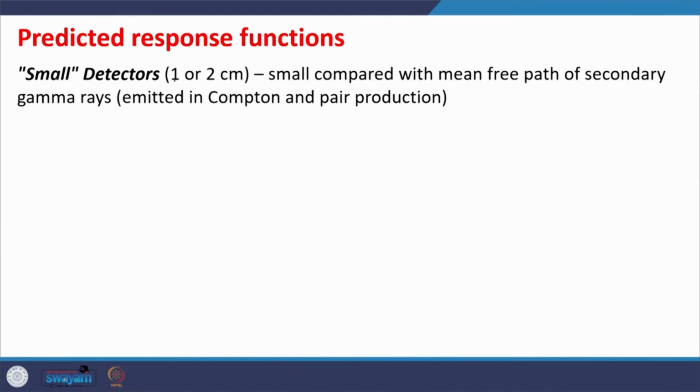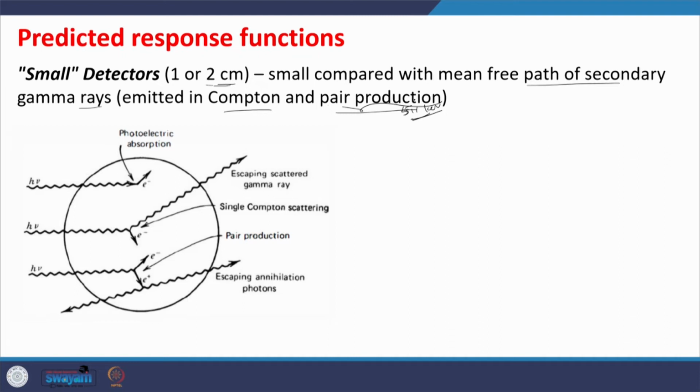Let me start by assuming different sizes of scintillation detectors, from small to large and then intermediate. Here we need to take into account all physics processes which are happening in the crystal when a gamma ray interacts with it. For example, take a size of say 1 inch by 1 inch cylindrical detector or 2 inch by 2 inch cylindrical detector. That is small compared with the mean free path of the secondary gamma rays, which are normally emitted in Compton scattering and pair production, because in pair production we have 511 keV gamma rays.